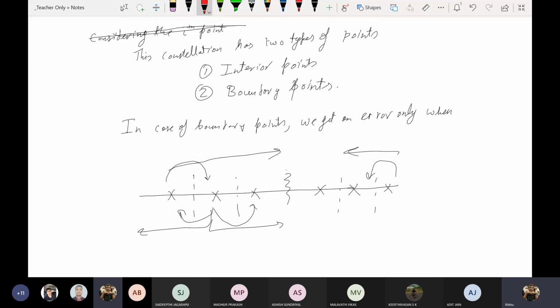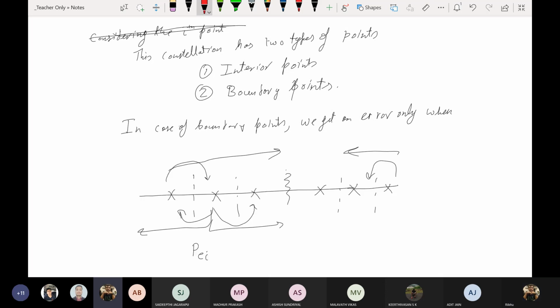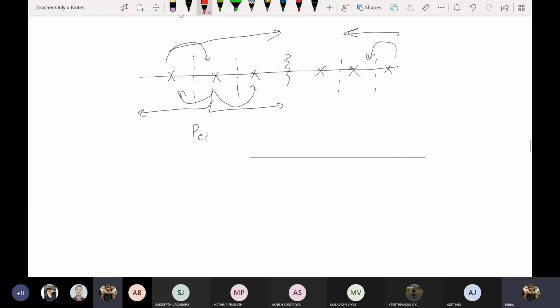So now, because of this, for interior points, let's call this PEI equals, oh, now it has turned red.